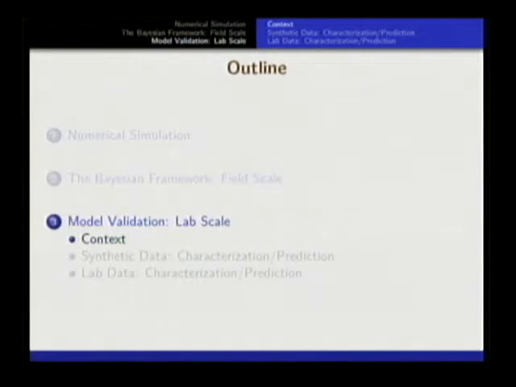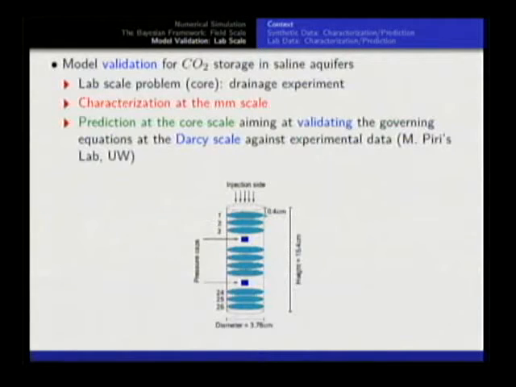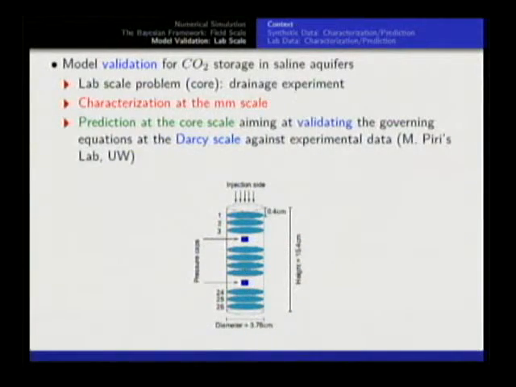So these are the two methodologies that we combine to look at the lab scale problem. The context now is that we are looking at CO2 being injected at the top of a core in a drainage experiment. The core is initially saturated with brine. We aim at characterization at the RV scale. This is a fully 3D problem. A 1D attempt to simulate this problem fails completely because we see fingering going on here. And the goal is to make predictions at the core scale.